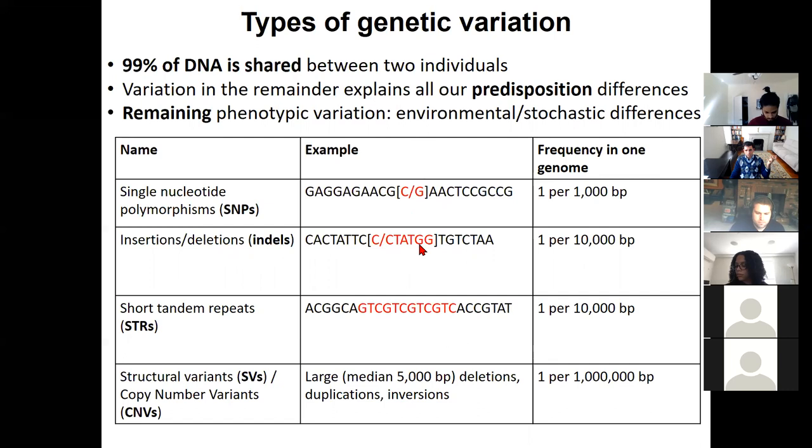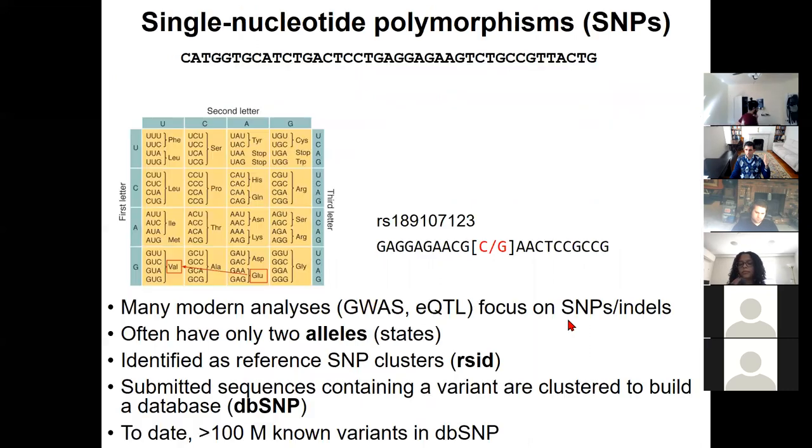Then there are insertions and deletions. For example, one allele has a C, another allele has a C followed by TATGG. That's an indel, and that's roughly one every 10,000 nucleotides. Then there are short tandem repeats, where you have GTC, GTC, GTC, GTC, repeated a variable number of times. This also happens once every 10,000 bases. And then the big ones are either structural variants or copy number variants. These are quite large; they affect, on median, 5,000 base pairs. They are deletions, duplications, or inversions, and those happen roughly every million bases in the genome. Everybody with me so far?